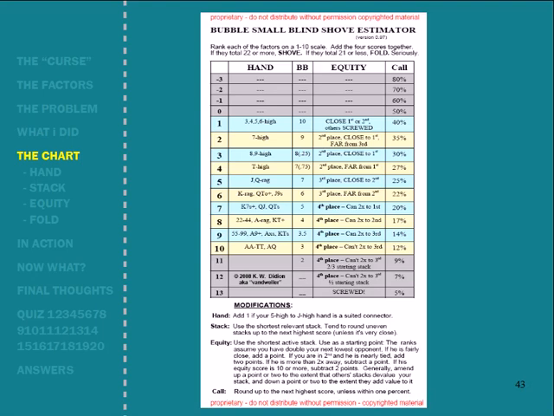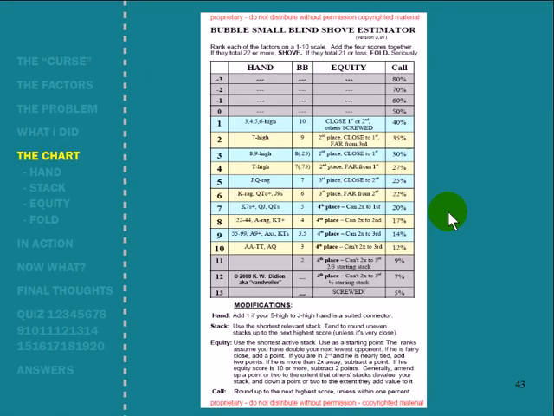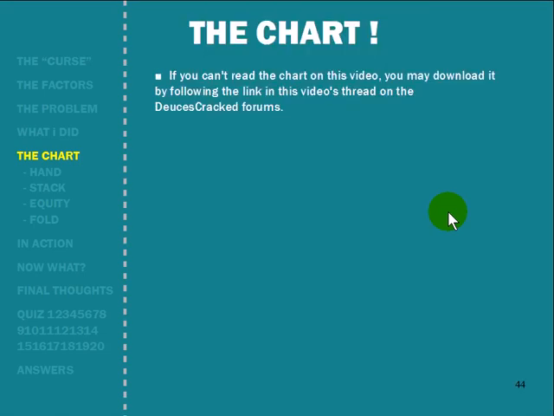And don't worry, it's actually easier than it looks, and it actually works. But obviously you're not going to be able to read the chart like that on this video, and I want you to be able to use the chart during the video. So in this video's thread on the Deuces Cracked forums, there's going to be a link where you can download this chart in PDF format, and I may make it available in Word format so you can edit it or whatever you want to do.